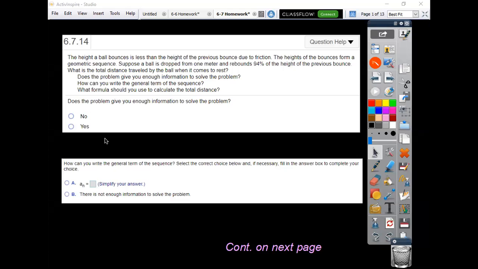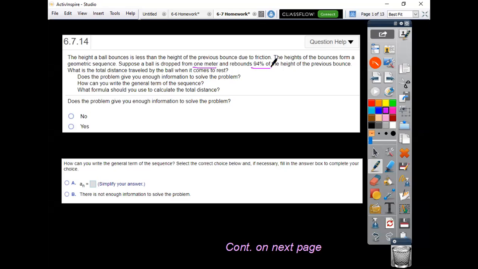Okay, this problem, it's the first one in the lesson, but it is a bit of a doozy. So we'll see how this goes. So you have a ball that's being dropped from 1 meter, I believe it says here somewhere, and it's going to rebound 94%. They talked a little about the physics of that, but then what they're asking is, can you figure out the total distance the ball travels?